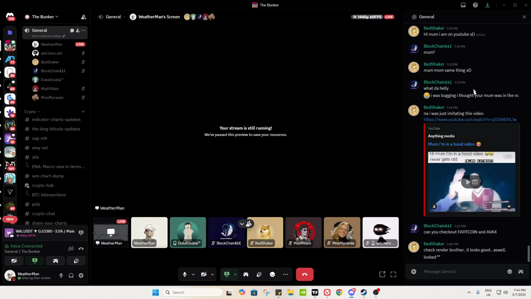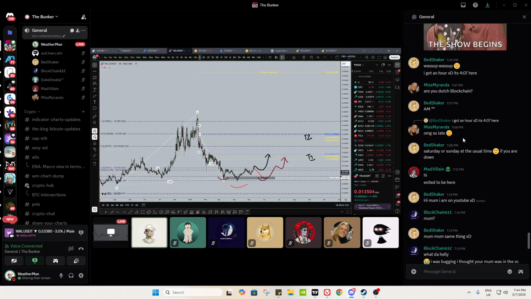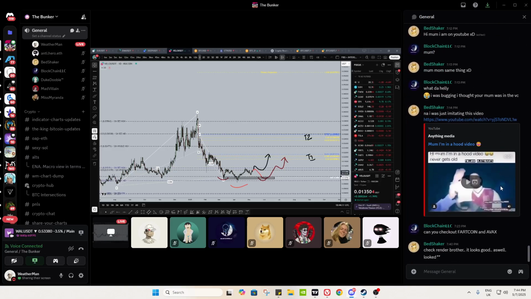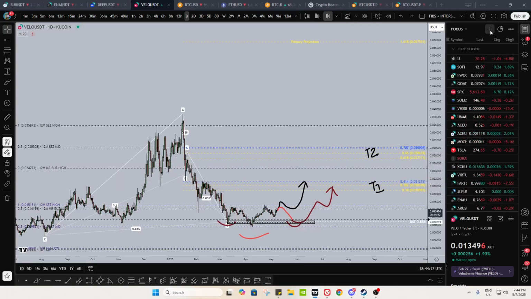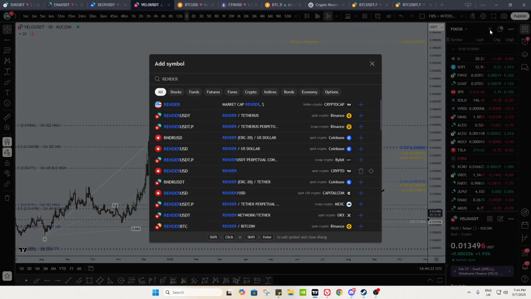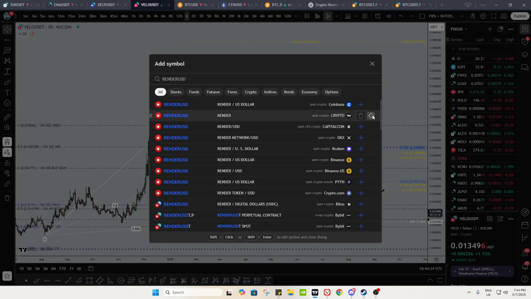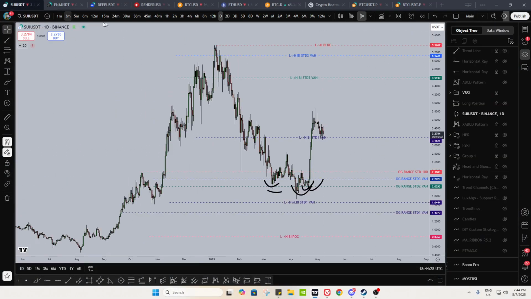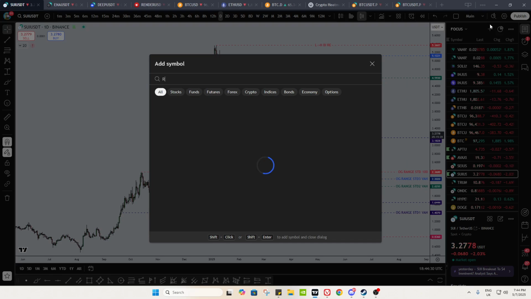So let's look at Render next, because I think someone mentioned Render. Yeah, Far corner and AVAX, so we'll take a look at that too. Let's look at Render and then we'll look at Far corner and AVAX. I believe we've gone over Render before over here.